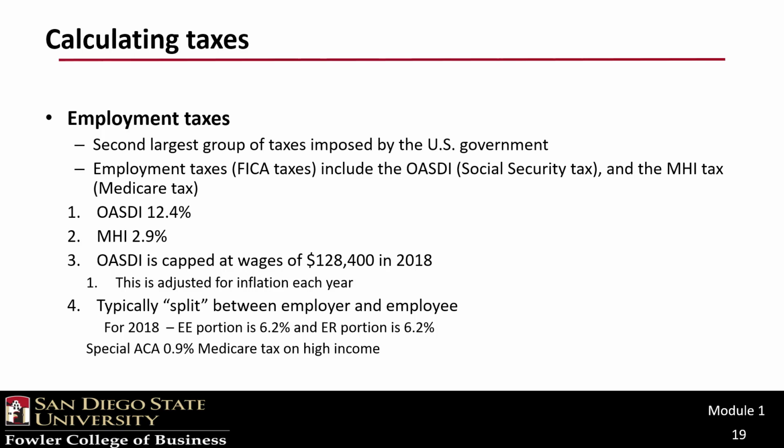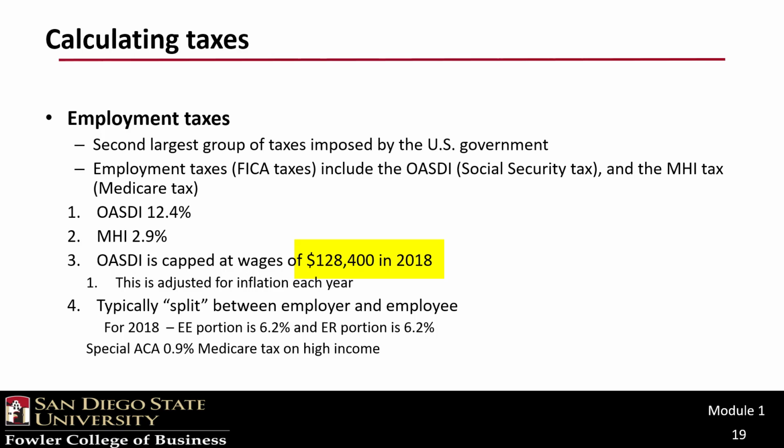And it actually is two separate taxes. So FICA taxes, which is the other word for employment taxes, includes OASDI, which is the Social Security tax, and MHI, which is the Medicare tax. So OASDI is applied at 12.4%, and Medicare is applied at 2.9%. But Social Security is capped. And so what that means is there is a zero tax rate above whatever that year's threshold is. And in 2018, the threshold is $128,400.